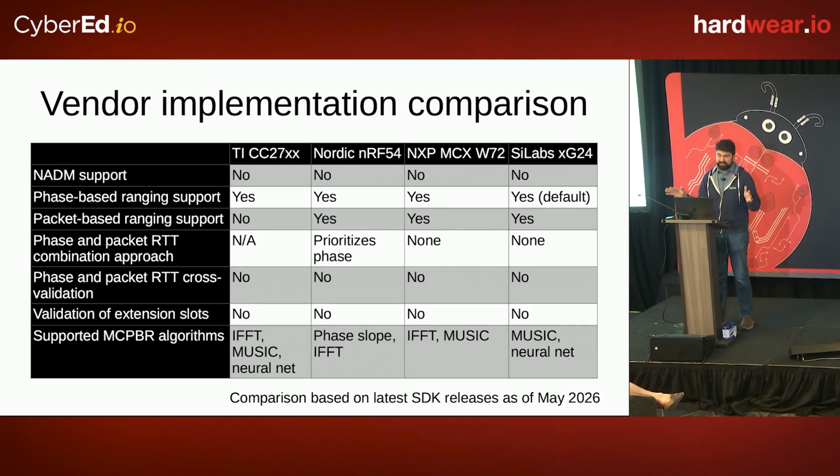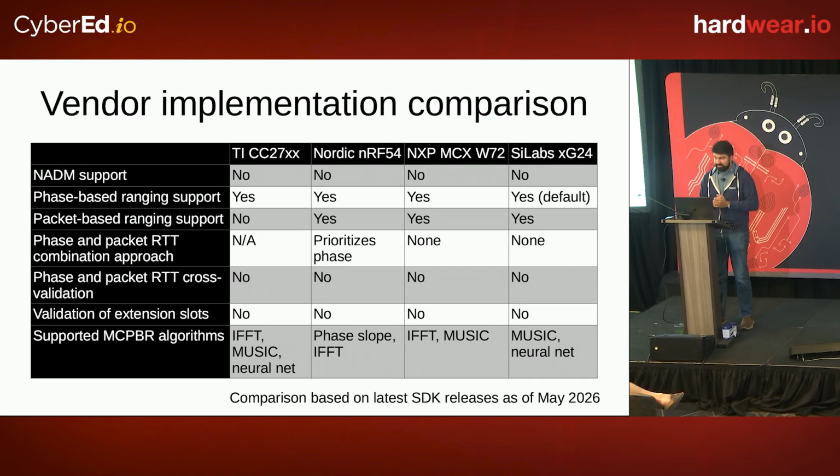None of these implementations had anything in place to cross-validate the phase-based ranging distance estimate and the packet-based ranging distance estimate. They just give two estimates or just prioritize one and don't make sure that the two seem roughly in the same ballpark. So again, that's rendering all the security of packet-based ranging moot.